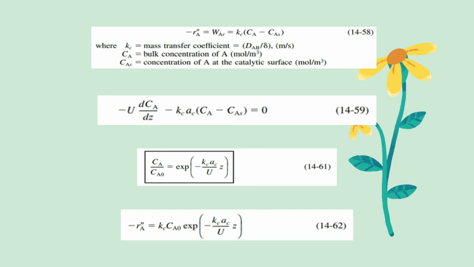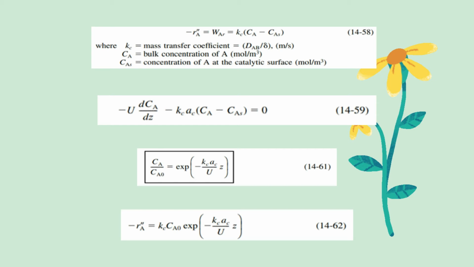So from the radial flux, we have the rate of reaction, negative R sub A prime, is equal to the radial flux W_AR, which is equal to Kc times (CA minus CAs). So equation 14-59 was derived from equation 14-56 on the previous slide. We just substitute negative R_A double prime with Kc times (CA minus CAs) from 14-58.